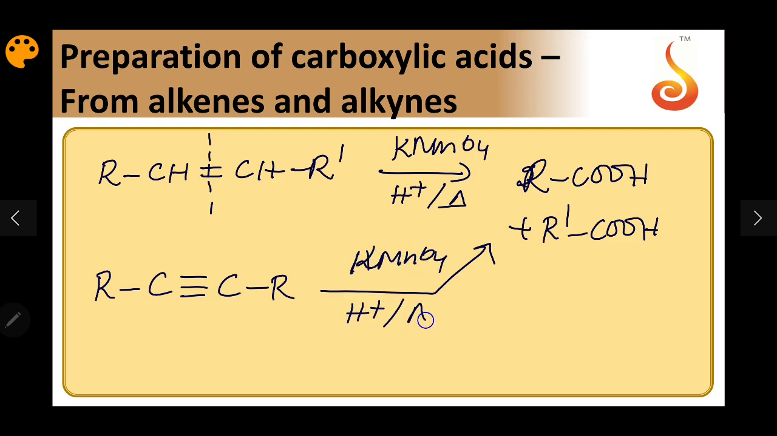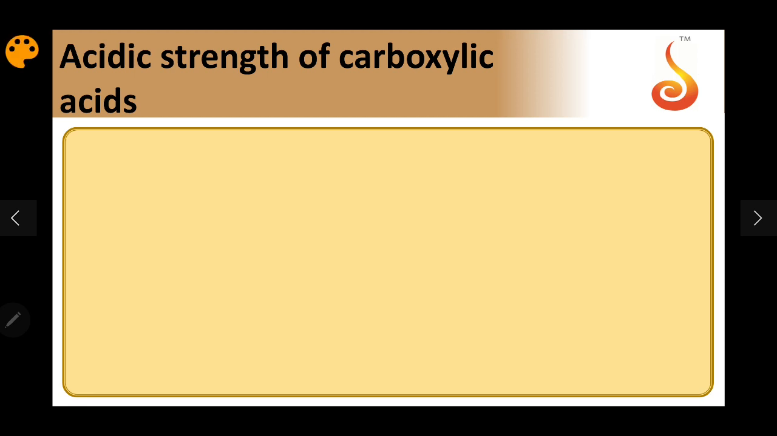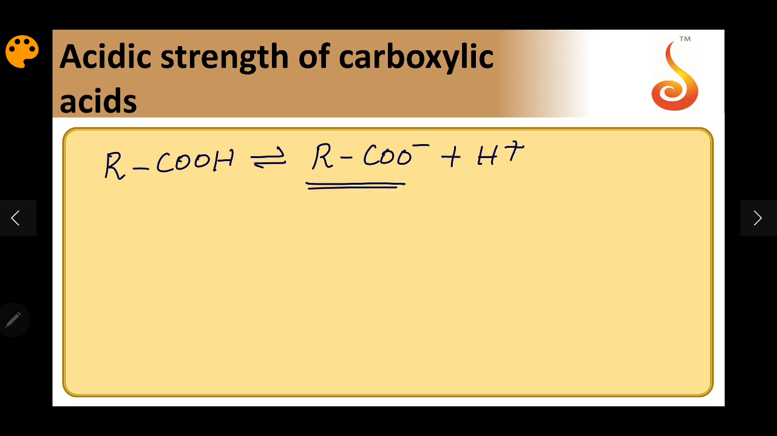So KMnO4, H plus or OH minus, with heating: the double bond or triple bond completely breaks and forms the corresponding carboxylic acids. Acidic strength of carboxylic acid. All of us know carboxylic acids behave as acids. The only reason for acidic behavior is that a carboxylic acid can undergo dissociation to give RCOO minus and H plus. So this is a stable conjugate base. As a result, the acidic strength is considerable.